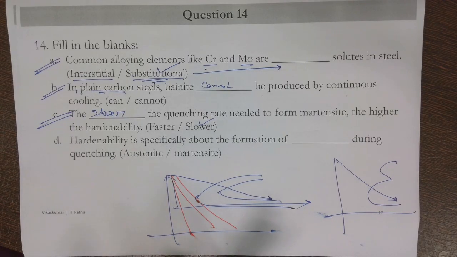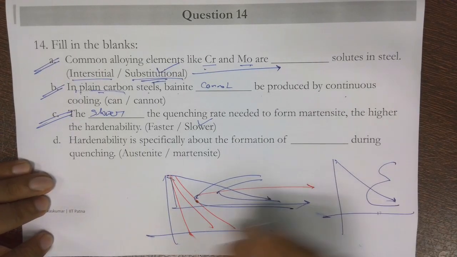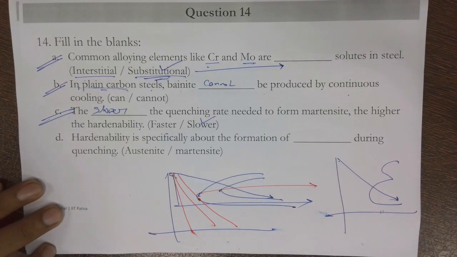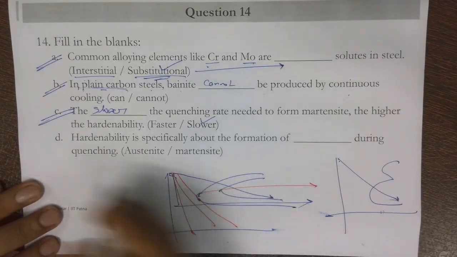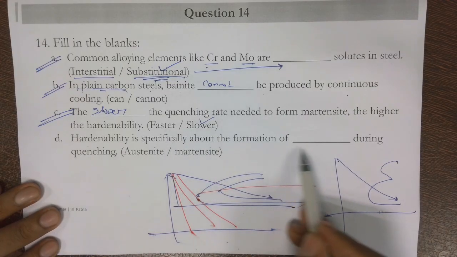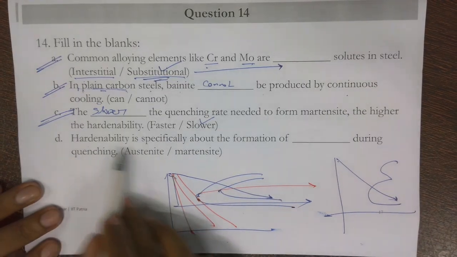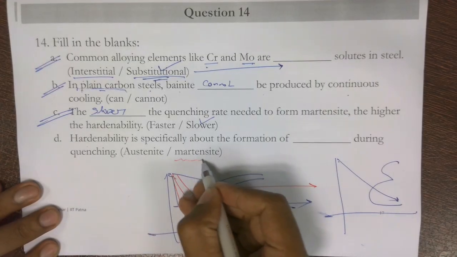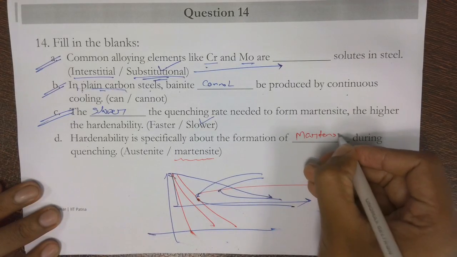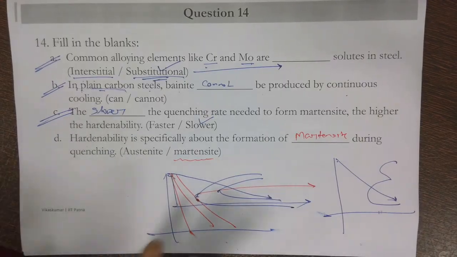If you are also allowed to put in alloy, then you can shift this entire curve to the right side by adding the alloy, and you can even further lower the cooling rate for the martensite transformation. Okay, now let's go to the last part. Hardenability is specifically about the formation of martensite during the quenching. To what depth you are able to form it, that is what is defined over here. Okay, so option D is done.